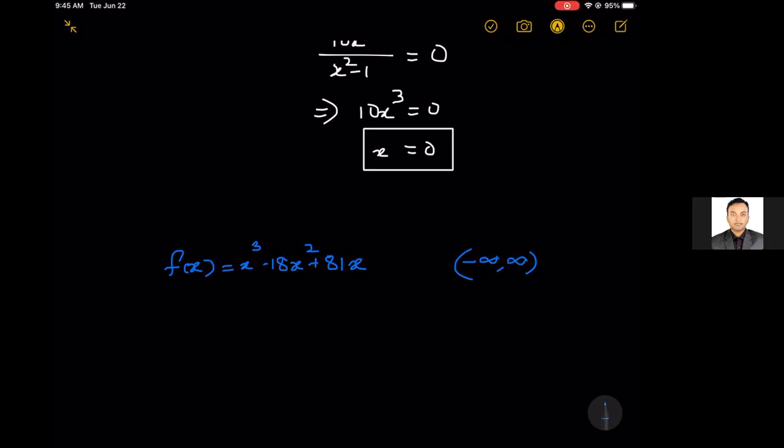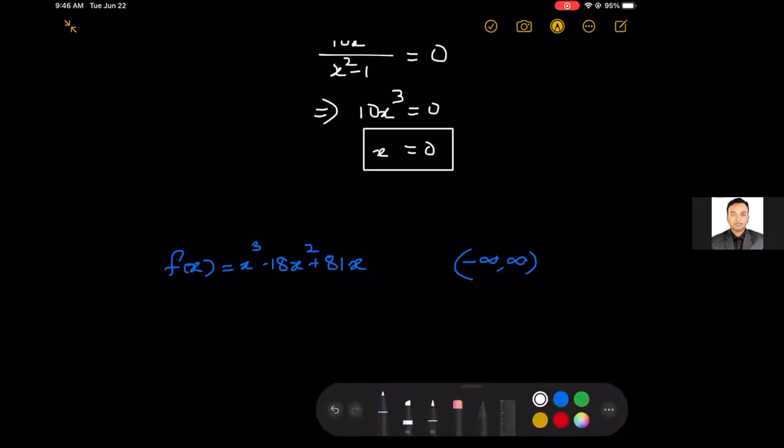What should you do now? What should you do next? We find the first derivative. Okay, we can do that. Let me find the first derivative for you.